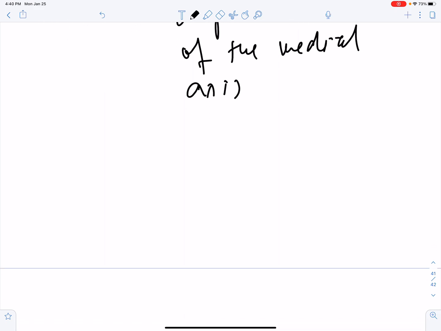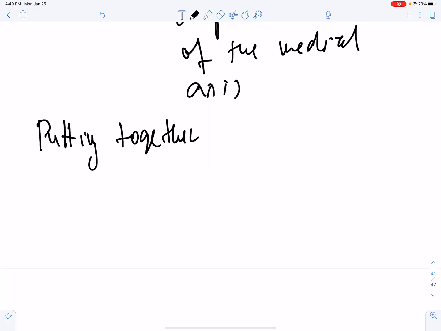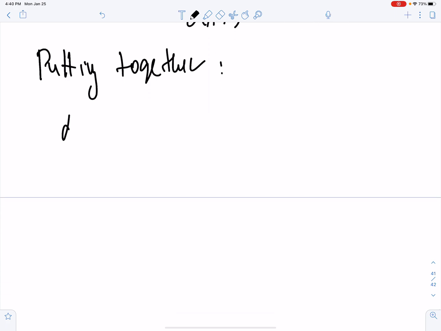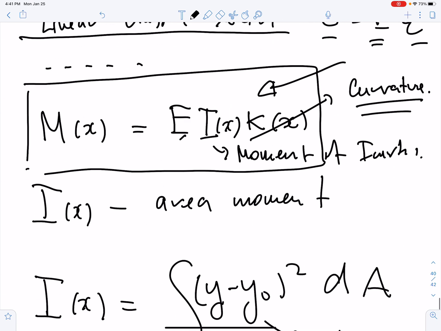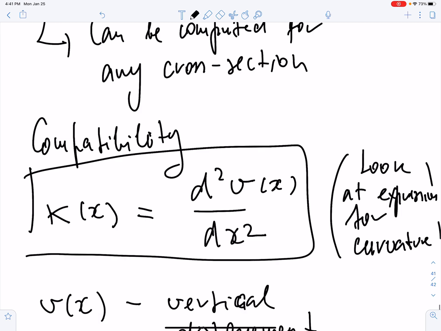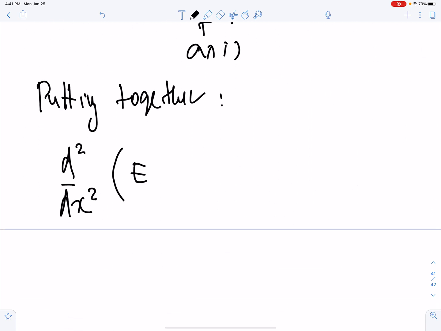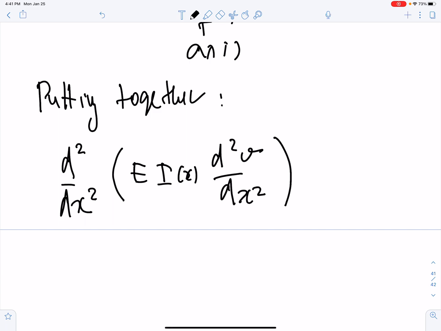And so at that stage, we can put everything together, and we arrive at the following expression. d squared/dx squared, the second derivative of the moment, equals w_y, but the moment itself, M, is proportional to the second derivative of the vertical displacement. So I get E I, possibly a function of x, d squared v/dx squared equals w_y of x.